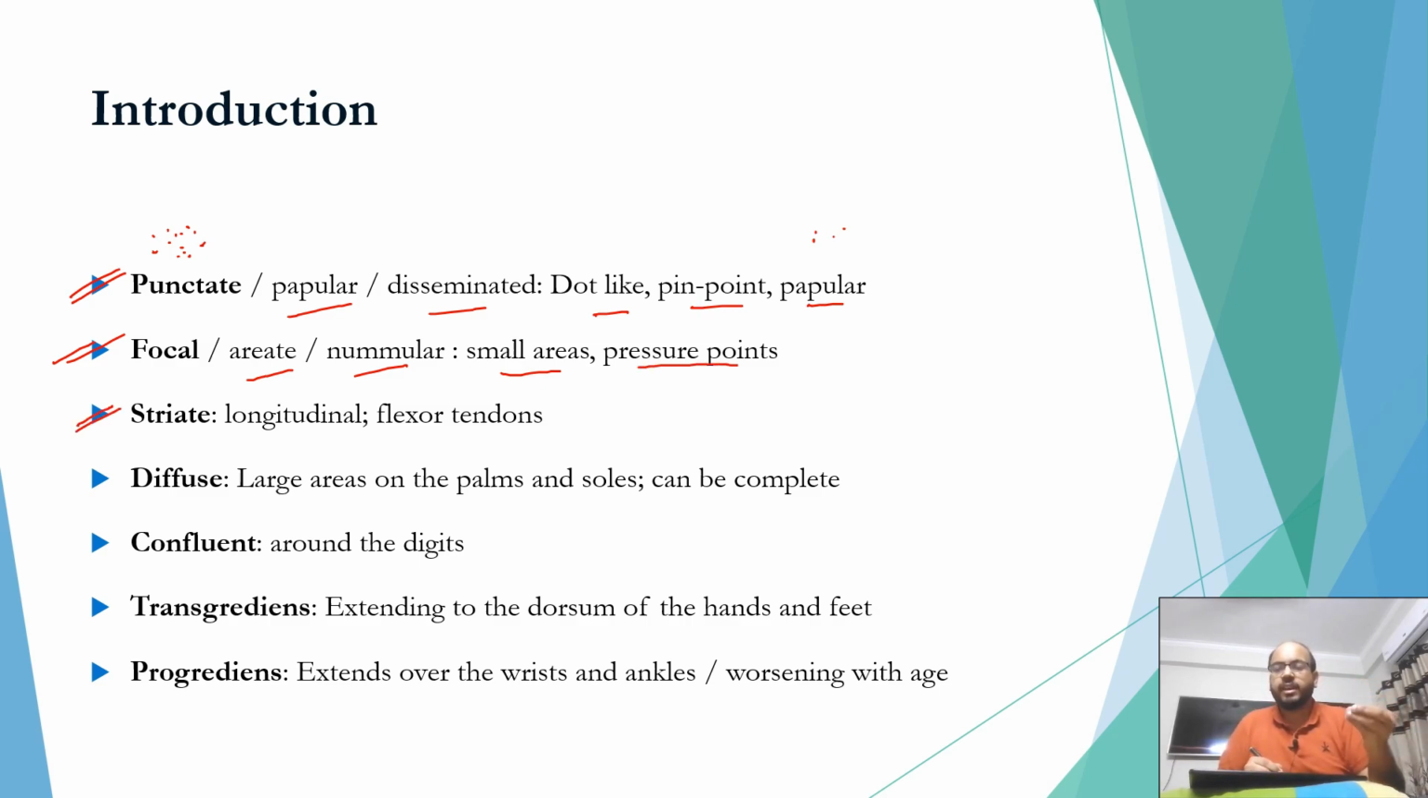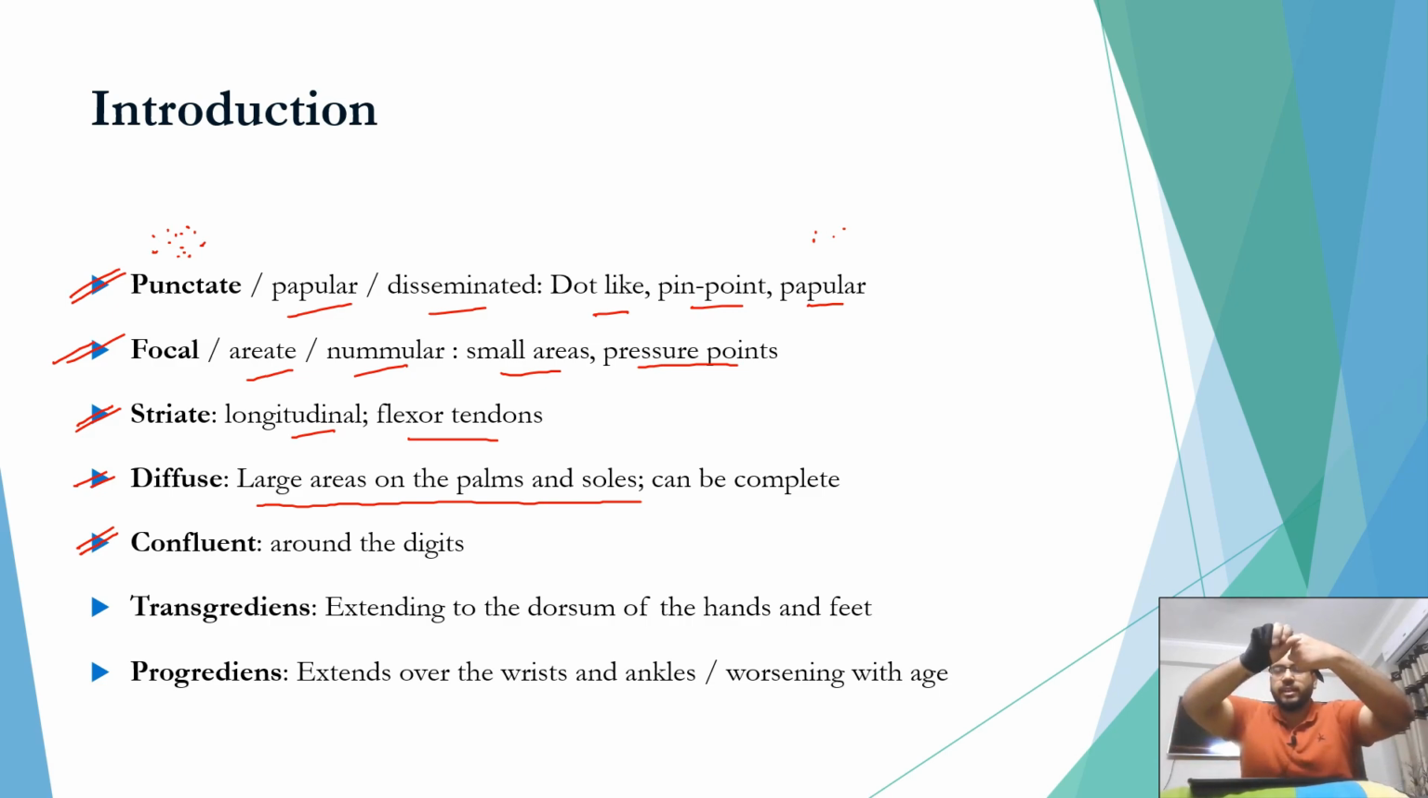Striate. Striate means like a stria or a single layer, or longitudinal, and that is especially over the flexor tendons. So over the fingers where the fingers flex, over the flexor tendons, you have a linear thickening. Diffuse. Here, the large areas in palms and soles are affected. So the whole palm would be affected, a large area, and can have complete keratoderma. That means the entire palm is thickened. Confluent means around the digit, so it will encircle. So if this is the finger, the thickening will be all around the digit. So that is known as confluent PPK.